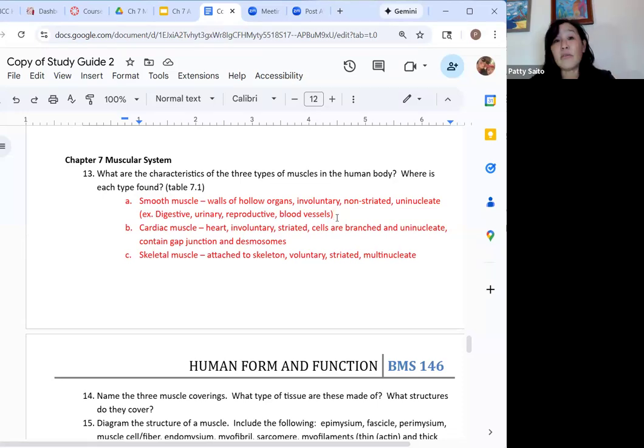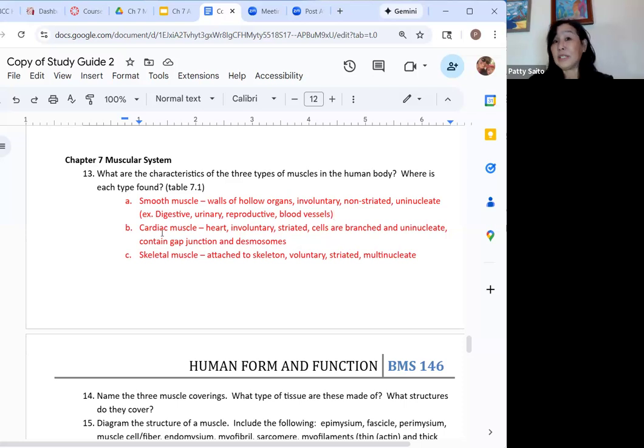Okay, so this is all involuntary. Luckily, we don't have to think about moving food along or expelling our urine. It's just going to happen. There's a few other things, non-striated, uninucleate. I will draw some pictures.